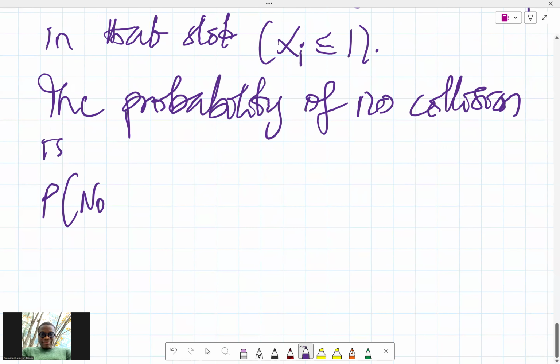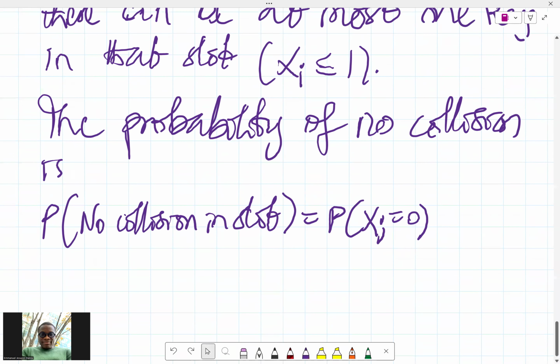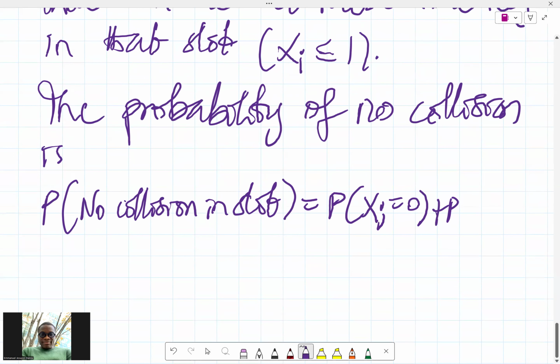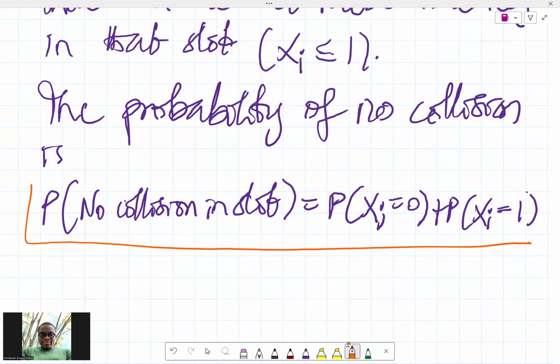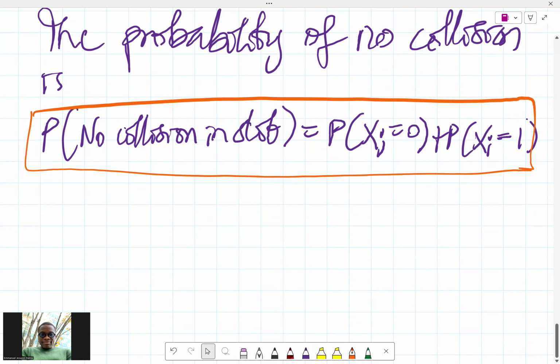The probability of no collision in a slot will simply be equal to the probability that xi is equal to 0. We are talking about xi less than or equal to 1, right? So that means the probability that xi is equal to 0 plus the probability that xi is equal to 1. So less than or equal to 1, that's 0 and 1. Okay, so that's that probability right there. This is the probability that there is no collision.